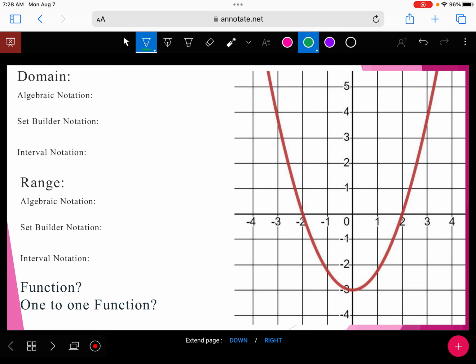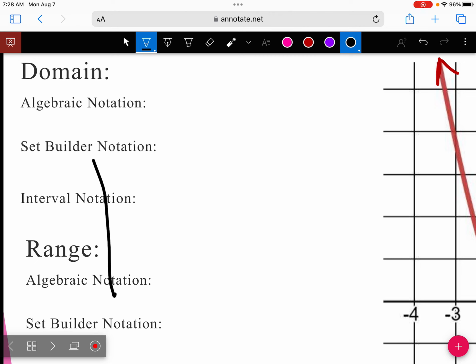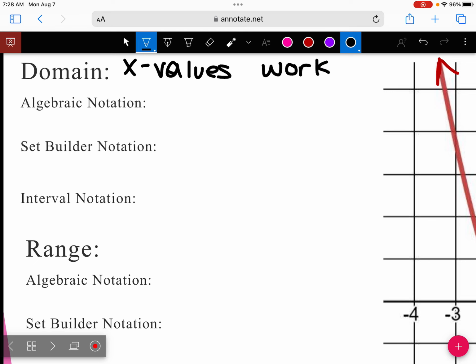Okay, so on this first one, I'll do the whole thing myself, just so we can see what the heck is going on here. On this picture, this U-shaped graph, what we're looking for in the domain is what x values work. That's what the domain is, what x values there are.